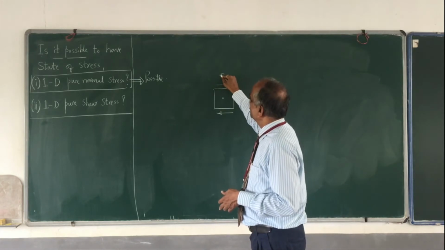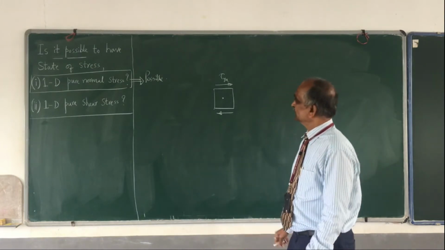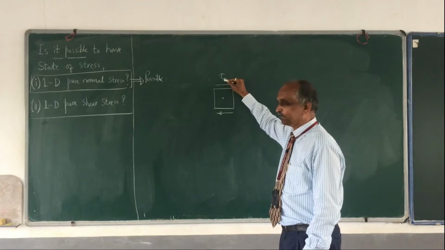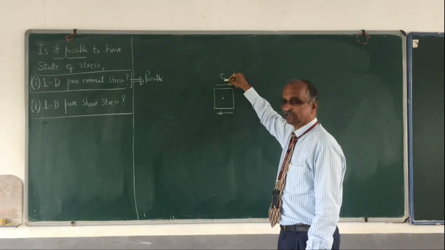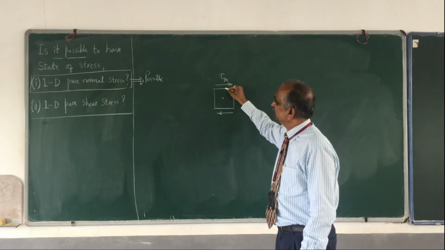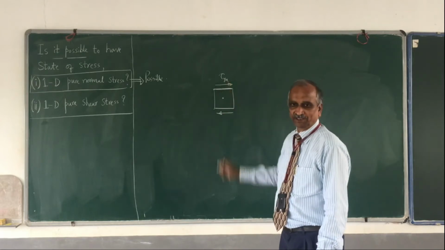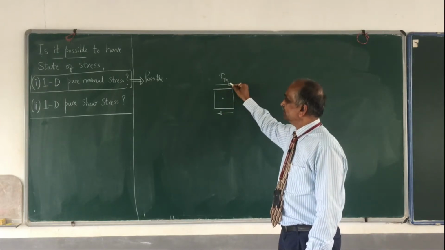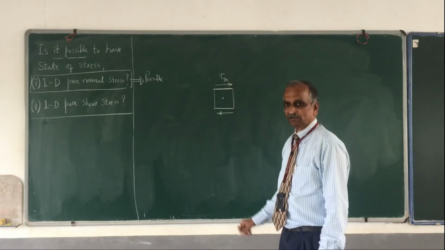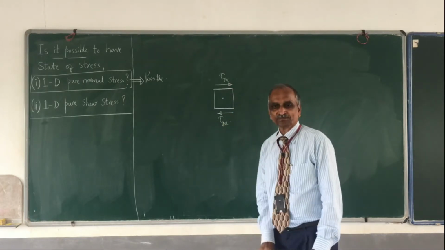This I call tau y x. Tau is the shear stress. Y: on what face? The face is normal to the y axis. Therefore, the first suffix is y. And in what direction? It is in the x direction. Therefore, this is called tau y x. If this is tau y x, then this also is tau y x.